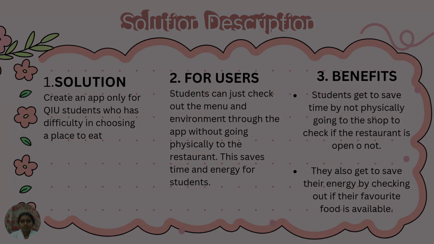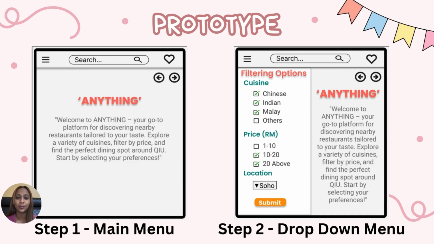Thank you. And now I will explain about the prototype. We actually came up with this idea to build an app or a website where students will not have difficulties in choosing their restaurants for lunch. So the first step is the main menu. As soon as they click on that app, the main menu page appears.